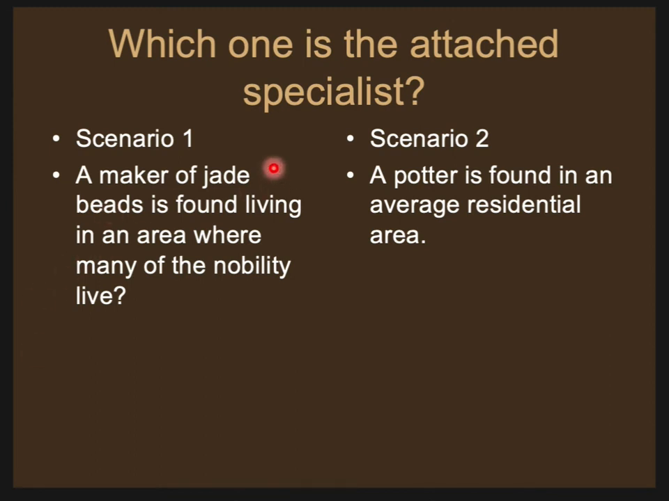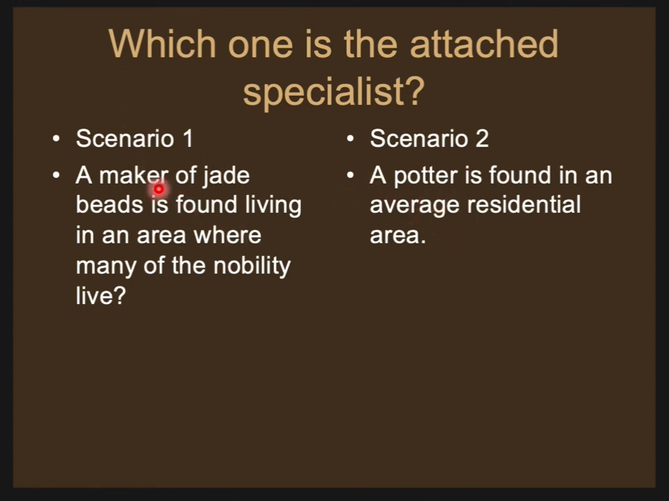Okay, so which one's the attached specialist? Scenario 1, a maker of jade beads found living in an area where the nobility lives. Scenario 2, potters found in an average residential area. If you said scenario 1 is the attached specialist, you are absolutely right. Scenario 2, if they're not living with the elites, they're manufacturing things that are typically not prestige goods. They could be if they were very finely made, but in this case, they're probably not, we're assuming. They're living out where ordinary people live.